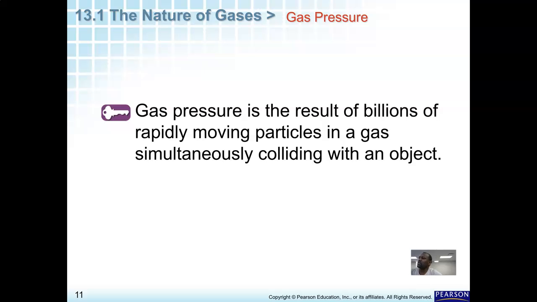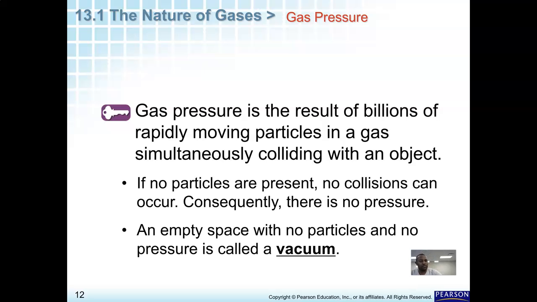So if we have gaseous molecules in this container, they usually collide with the container or with this bottle, and so they exert a pressure on it. The pressure inside this container will be calculated by the force that the gaseous molecules exert on it divided by the surface area. That is what is known as pressure.